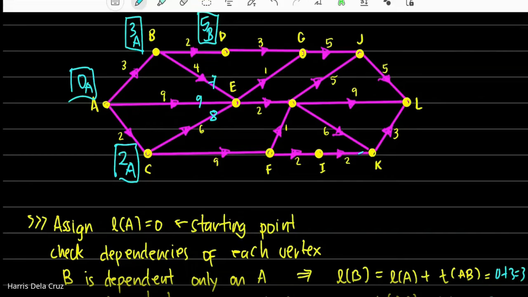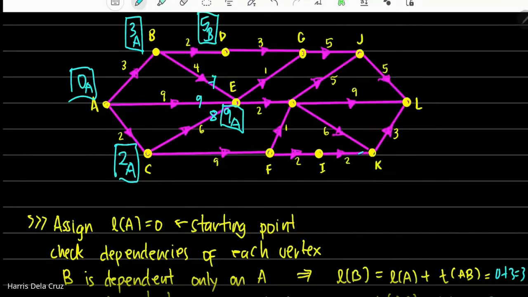Pero si A ang pinakamatagal. So, hindi mag-i-start si E kahit tapos na si B or si C hanggat hindi tapos si A. Right? Kasi dependent si E dun sa tatlo eh. So, yun yung idea. Hindi mag-i-start si E hanggat hindi natatapos si B, hanggat hindi tapos si A papunta kay E, hanggat hindi tapos si C papunta kay E. Dahil ang pinakamatagal ay 9, so required na 9 bago magsimula si E. So, galing kay A.